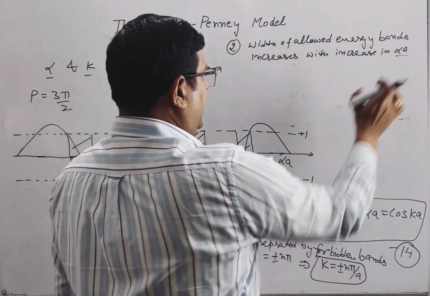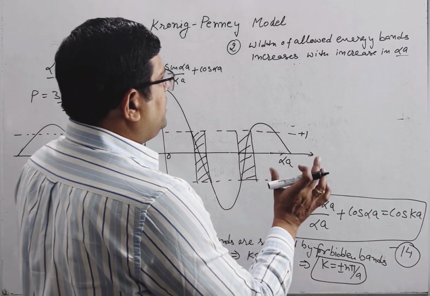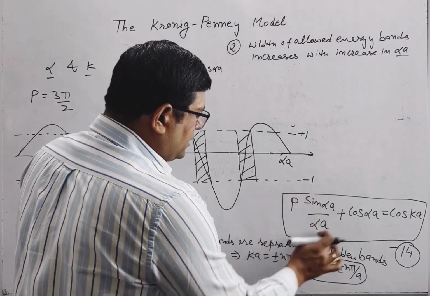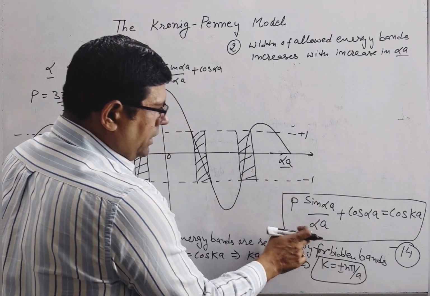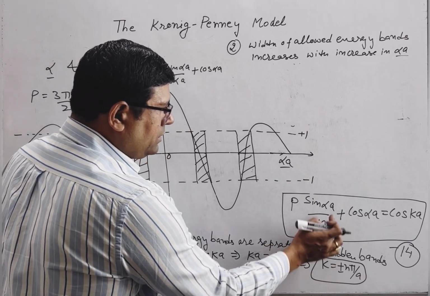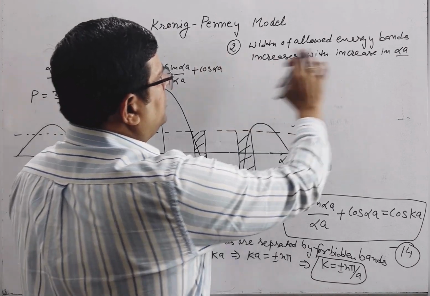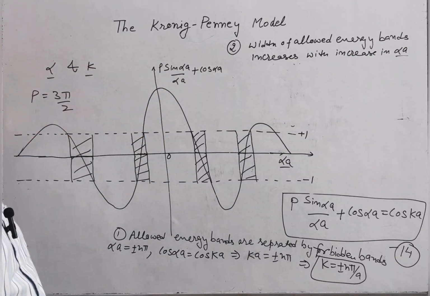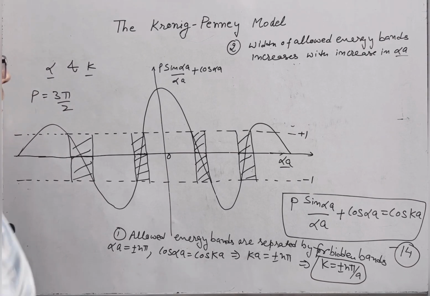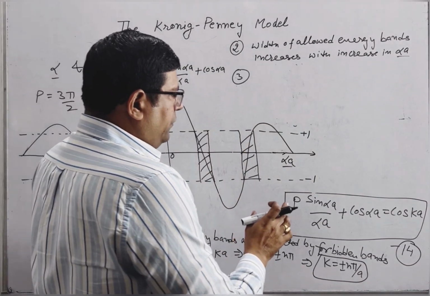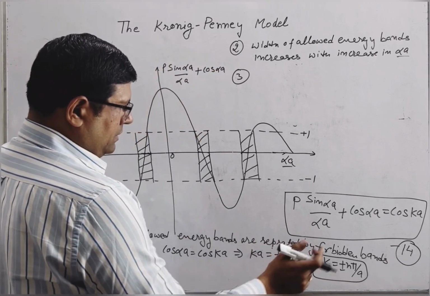This alpha a is the function of energy. This is the consequence of fact that first term decreases as alpha a increases. If alpha a increases, this first term will decrease and width of allowed energy bands will increase with the increase in alpha a. Now we will discuss the effect of variation of P on the allowed bands.